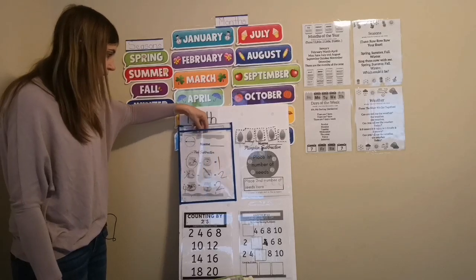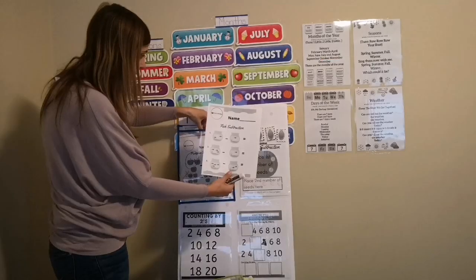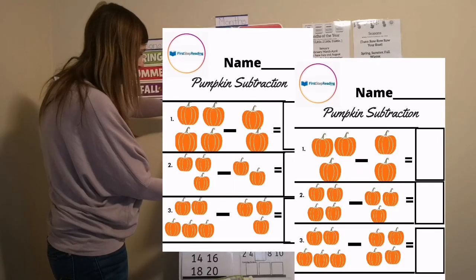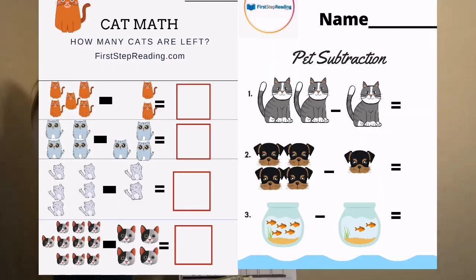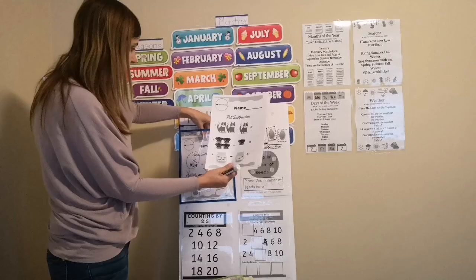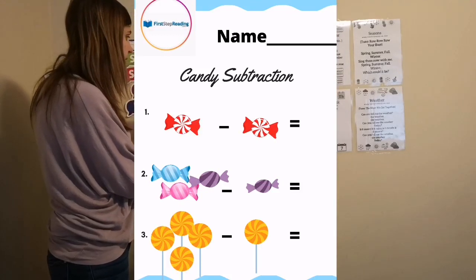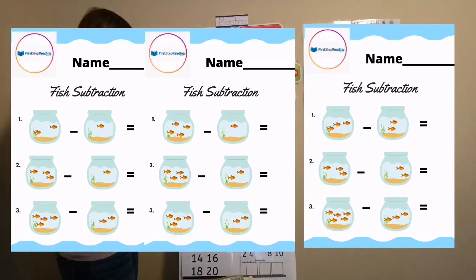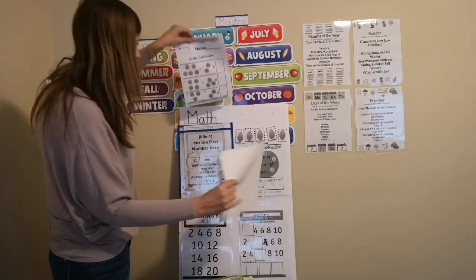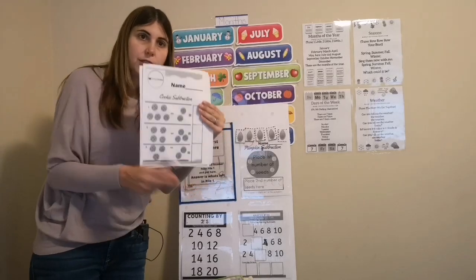Okay? We have our fishies. We have our pumpkin. We have our cat. It's cats and dogs and fish, the pets. We have candy. Get the candy out. We have lots of different fishy ones with different amounts. And we have different cookies. So you can try all the ones with pictures today.